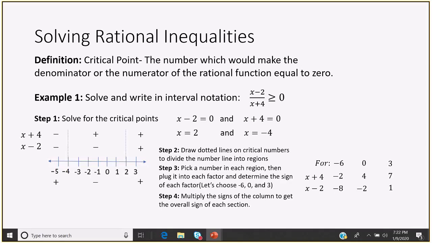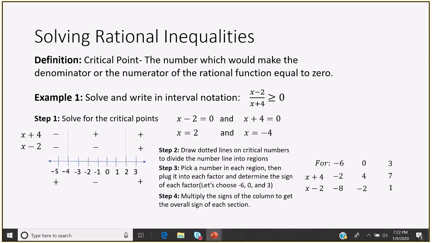Now, we did this long and involved process, and I probably should have explained why we're doing it, but I'm going to do that right now so we can tie everything together. The question is asking, when is (x minus 2) over (x plus 4) greater than or equal to 0? Well, I determined the behavior of each of these regions, and so I want to know when that is bigger than or equal to 0.